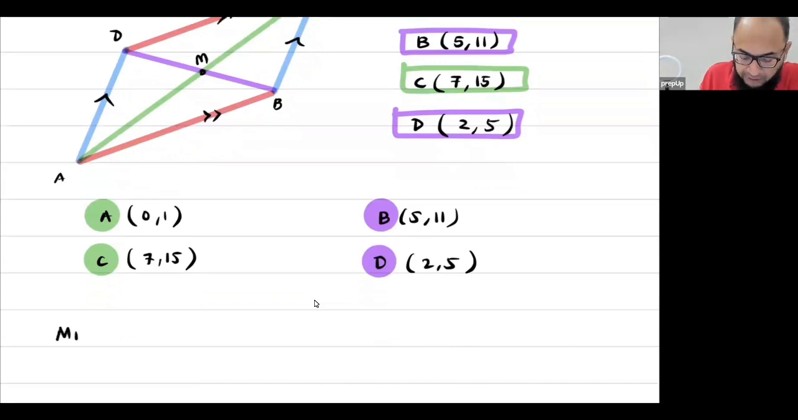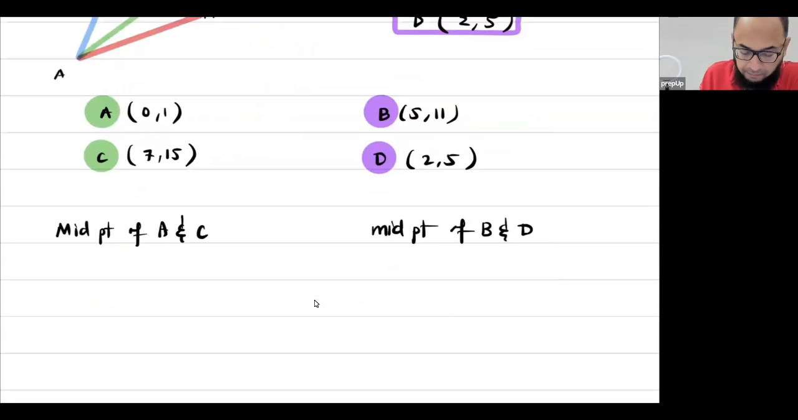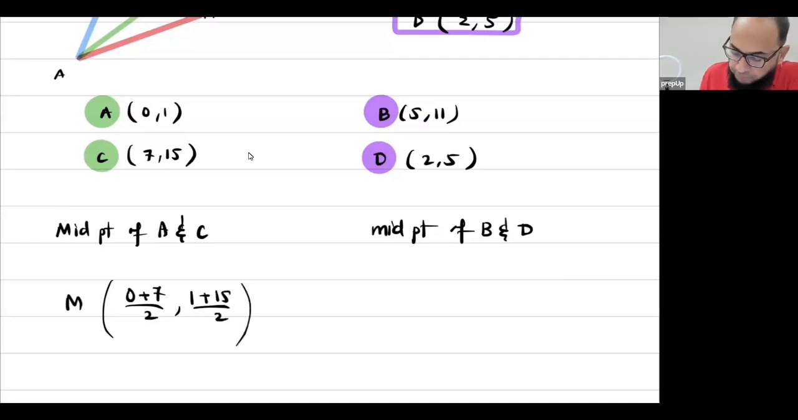Let me calculate the midpoint of A and C, and the midpoint of B and D. So let me just check one thing. If everything is all good, M is (0 plus 7) divided by 2, (1 plus 15) divided by 2. Over here, M is (5 plus 2) divided by 2, (11 plus 5) divided by 2.